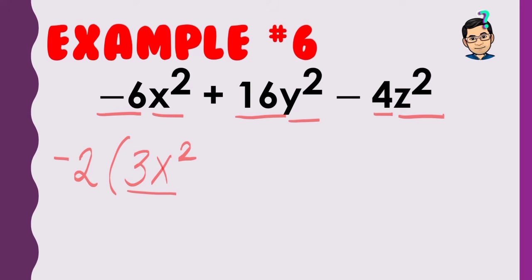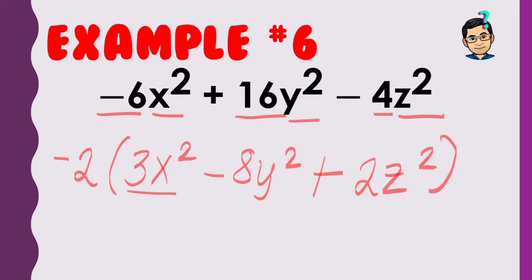Next, 16y squared divided by negative 2, that is negative 8y squared. So, kung mapapansin nyo kanina, plus siya, naging negative. Why? Because positive divided by negative, that is negative. Last one. Negative 4z squared divided by negative 2. The answer is positive 2z squared. So, this is the factored form.